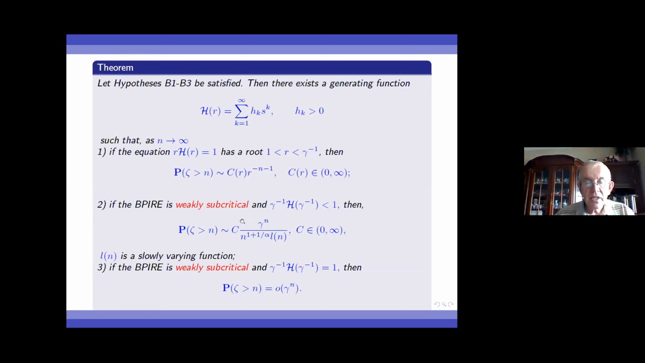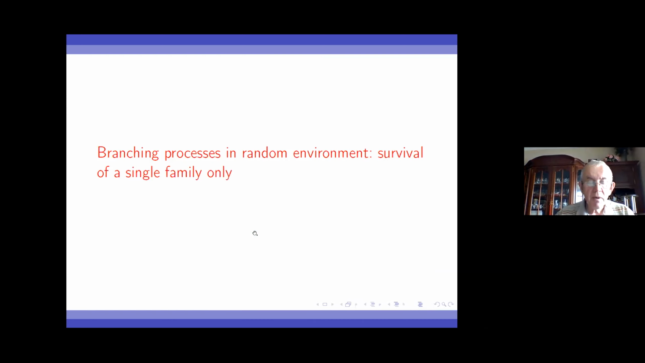And then there is only one non-trivial thing in comparison with ordinary Galton-Watson branching processes. This is the influence of the environment, where we have this parameter alpha, which includes the stable distribution. So here we will have this gamma to the power n, divided by n to the power 1 plus 1 divided by alpha. This phenomenon has no analogs for ordinary life periods of branching processes with immigration. So this is the first part of my talk.